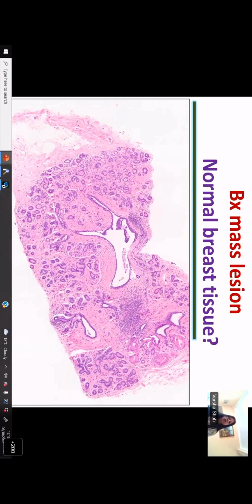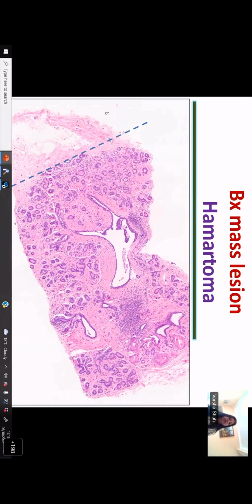So here is a needle core biopsy done for a mass lesion. It looks like normal breast tissue, maybe with a little bit of fibrocystic change. But how do I know that the targeted lesion has been biopsied? I look for the interface, and you can see there is a nice interface here. That's the normal fibrous breast tissue there, and that's the mass lesion.